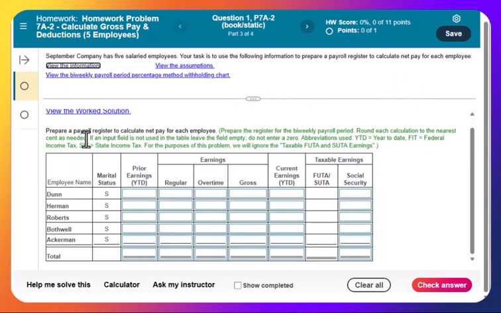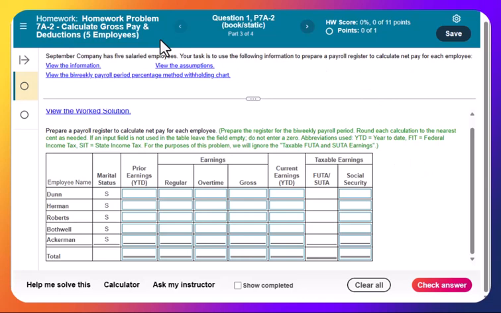All right, so it says prepare a payroll register to calculate net pay for each employee. Prepare the register for the biweekly payroll period. Round each calculation to the nearest cent as needed because we are, again, dealing with currency. If an input field is not used in the table, leave the field empty. Do not enter a 0. Abbreviations used: YTD is year to date, FIT is federal income tax, SIT is state income tax. And for the purposes of this problem, we will ignore the taxable FUTA and SUTA earnings. That will be in the next chapter.